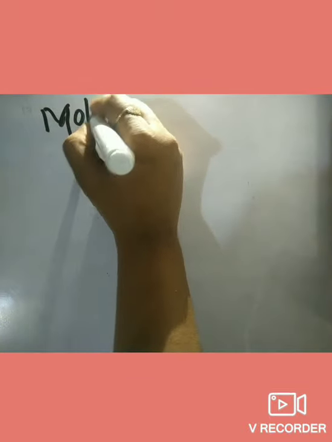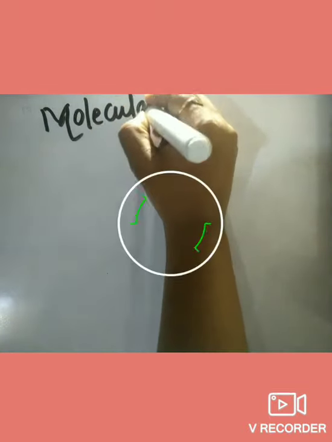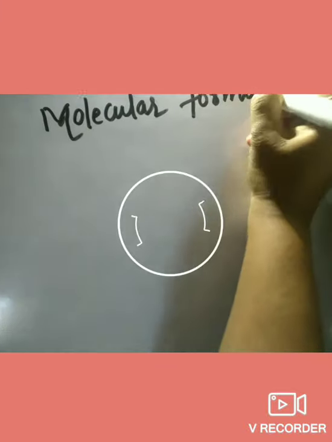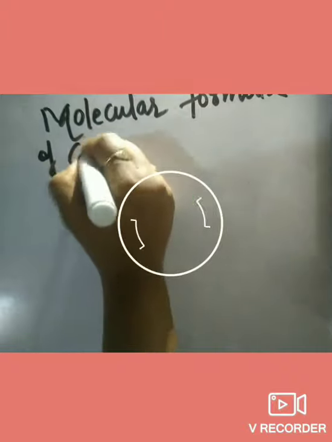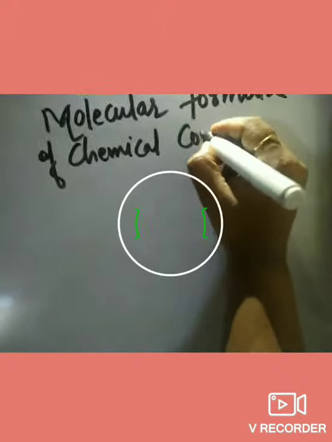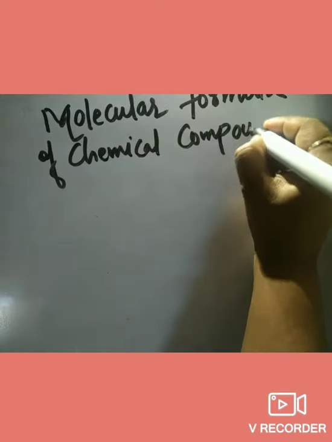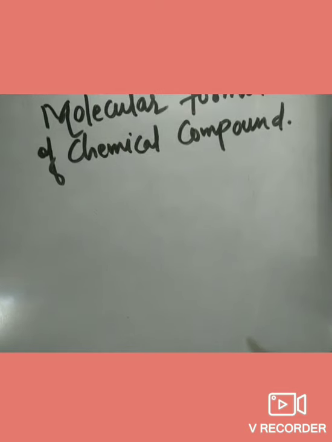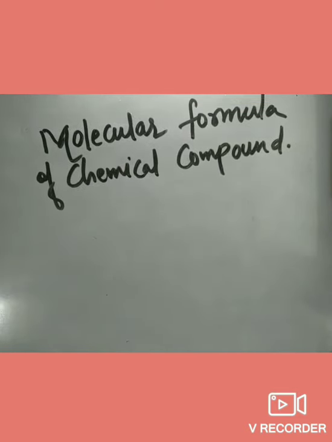We are going to learn the method to remember the molecular formula of chemical compounds. So you don't have to learn the formula by heart. It's just a game. By this you can write down the molecular formula of any chemical compound.